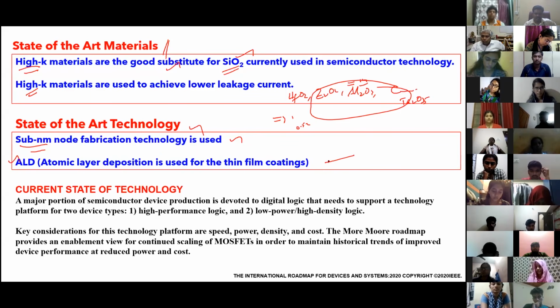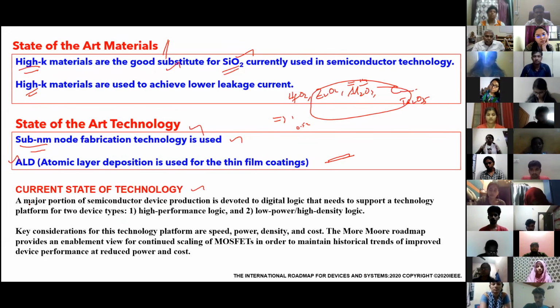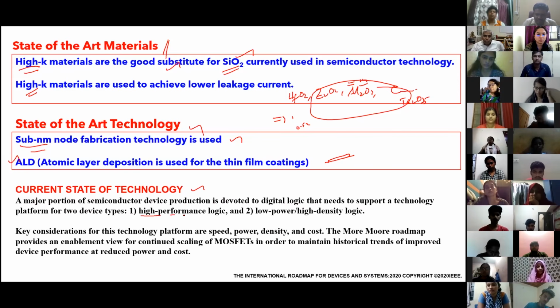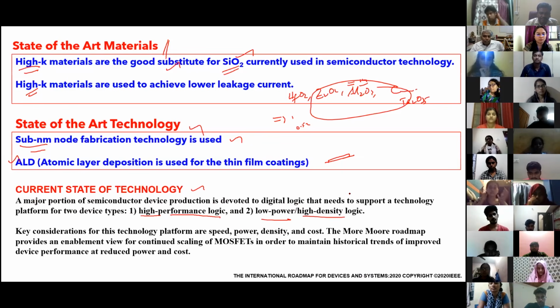Even if you want to coat one layer, called a monolayer, you can coat it with high uniformity by atomic layer deposition. The current state of the technology, taken from the ITRS for devices and systems, is what people are looking for. Semiconductor device production is devoted to digital logic that needs to support a technology platform for two device types. One is high performance logic devices that should use low power but have high density. That is the one people are using.